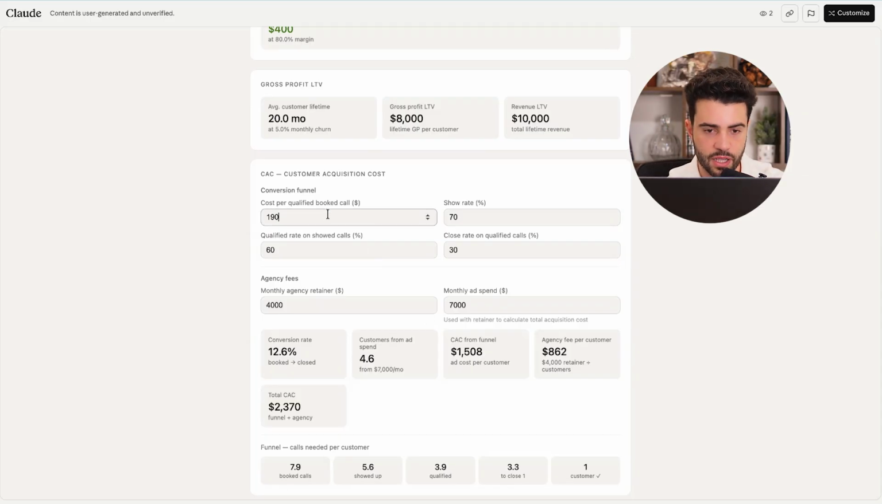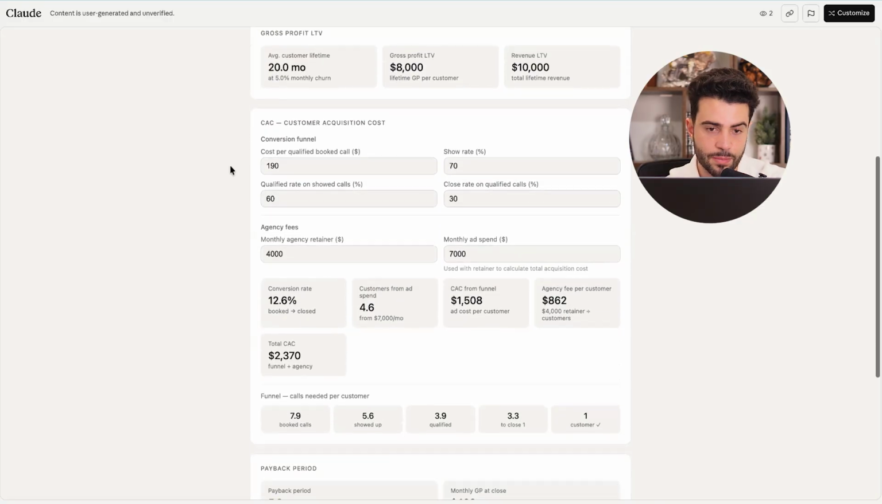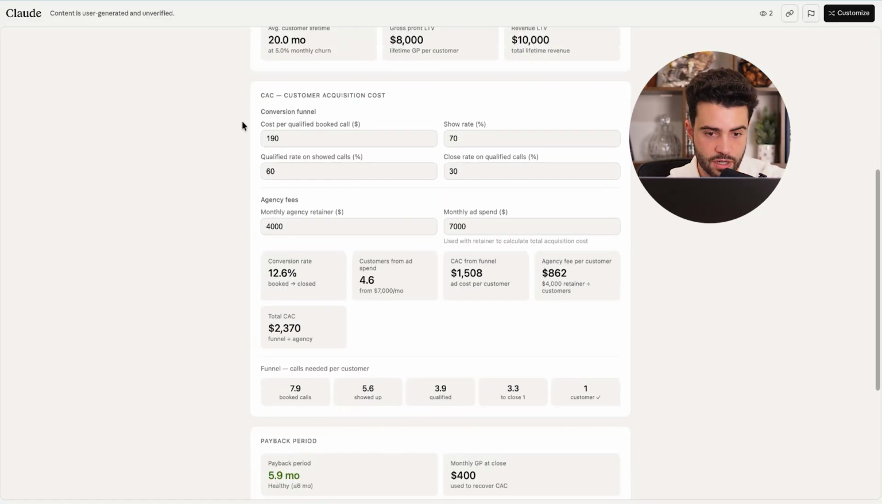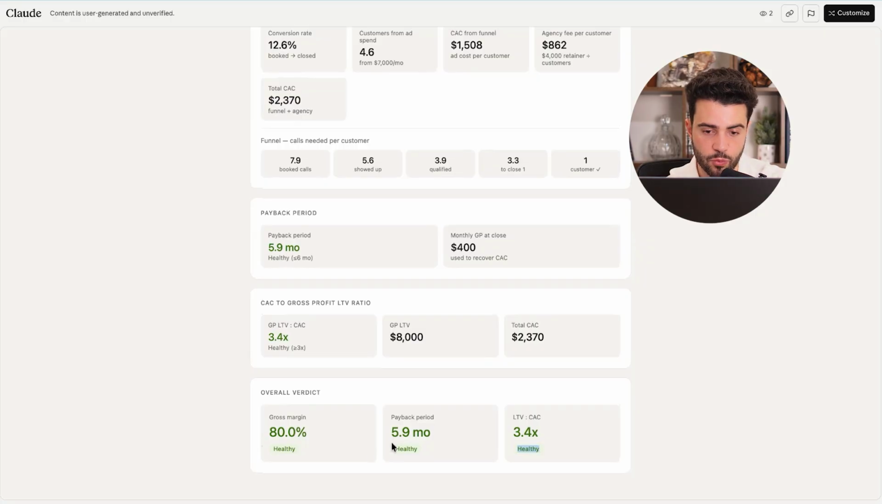Can I actually do this? Can I spend $190 and get a qualified book demo? Are 60% of the qualified demos going to be showed? Is the close rate going to be 30%? And what does this actually look like? Typically, you want to model out for the worst case scenario so that even if those numbers do happen and it's worst case scenario, you're still able to make money and be profitable and still get this 3-to-1 LTV to CAC.